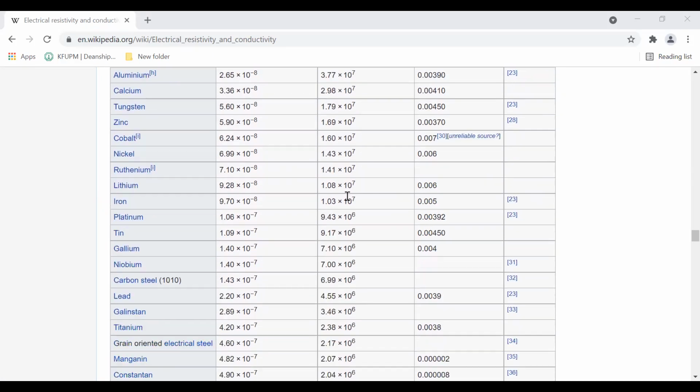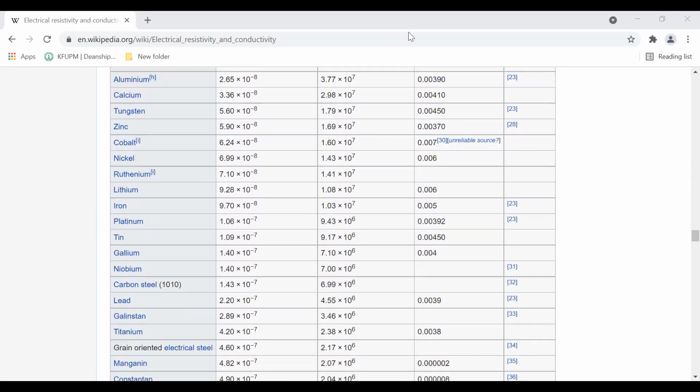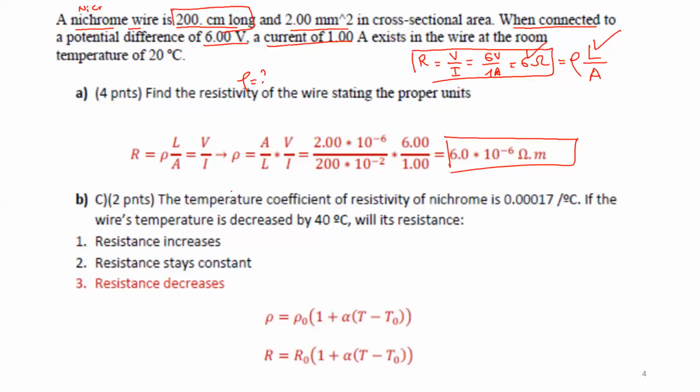Now, where is the material that we are looking at? You see, it's here. Okay. It's here, 1.1. This is 10 to the power minus 6. This is my resistivity, and this is my conductivity. Okay, good. Now, let me go back here and share with you the rest.